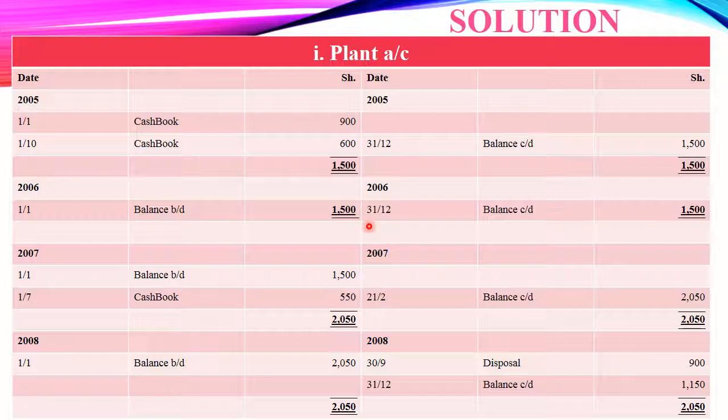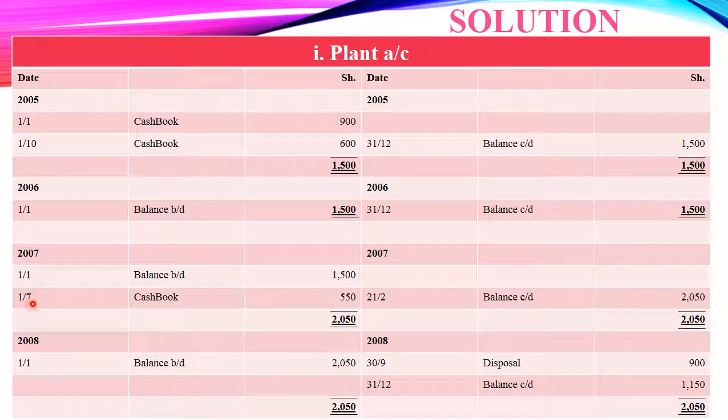And you balance it off at 1,500. In 2007, we are going to start with the amount that was carried down in 2006. That will be our opening balances of plant in 2007. So the balances brought forward or brought down is 1,500, which is our amount carried down here. Then in this year 2007, they had acquired an asset.